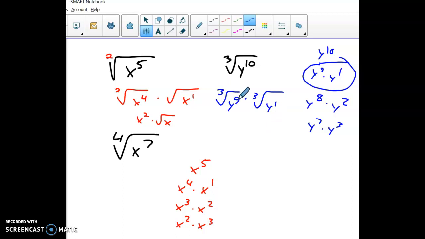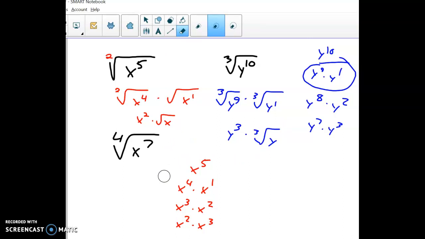Again, I want the highest one that is divisible by 3. Sometimes when I do this, I just start at 10 and count backwards, 9, 8, 7, until I get one that is divisible by 3. Here I just counted back once and I got it. Now this will divide out evenly, giving us y cubed, and then we have a leftover third root of y. Sorry about the discombobulated work here.